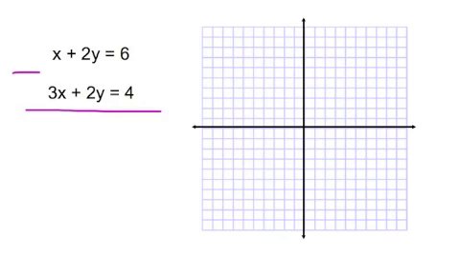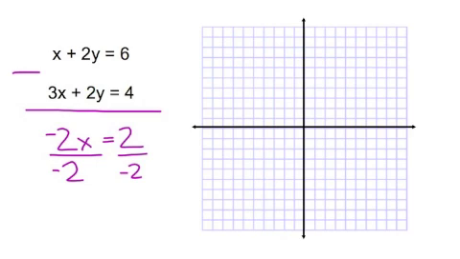When I subtract the top equation from the bottom equation, here's what I get. I have 1x minus 3x, so that's a negative 2x. I have 2y minus 2y, so that has been eliminated. It's become 0y. Let me bring down my equal sign. I have 6 minus 4, so that's equal to 2. If I divide both sides by negative 2, I get x is equal to negative 1.